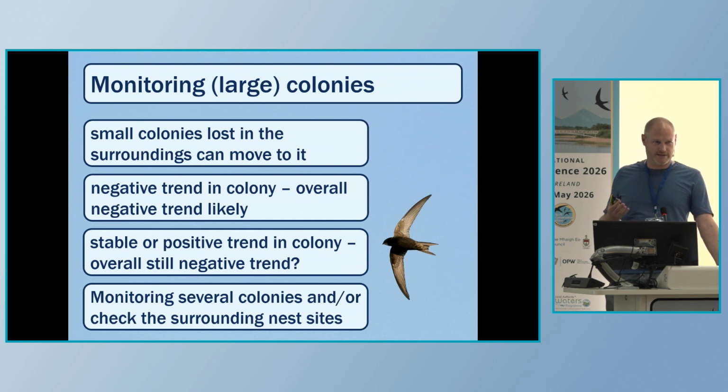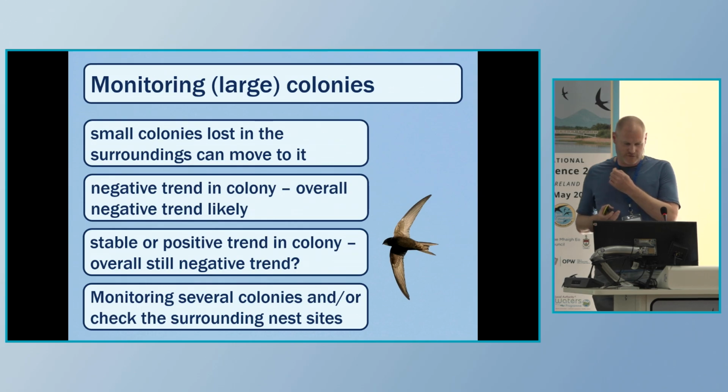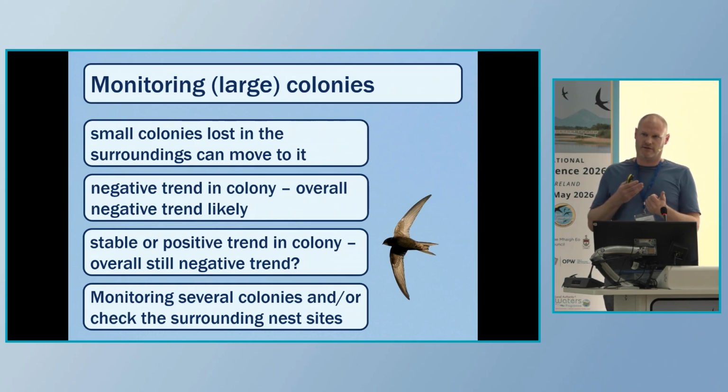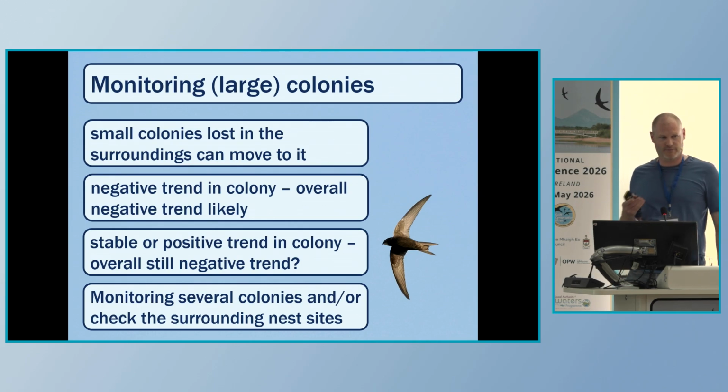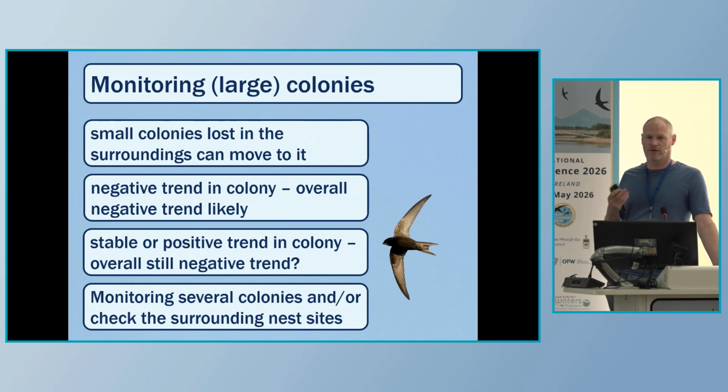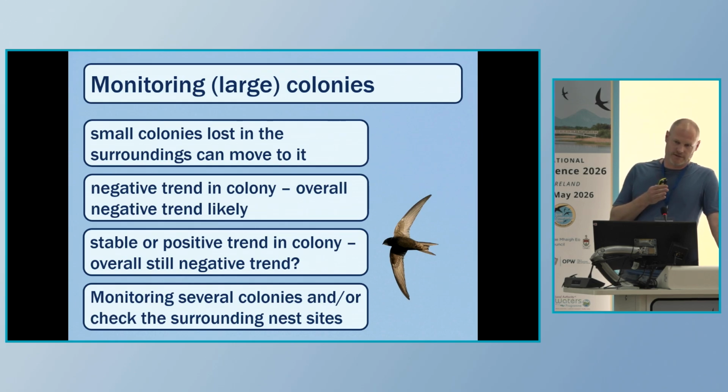So to minimize this effect, you can monitor several colonies in your city or region, and you have to check the surrounding. So either you map the surrounding nest sites as well, or at least you have a look: are there renovations going on in the surroundings, to have a feeling if there are colonies in the surroundings vanishing.